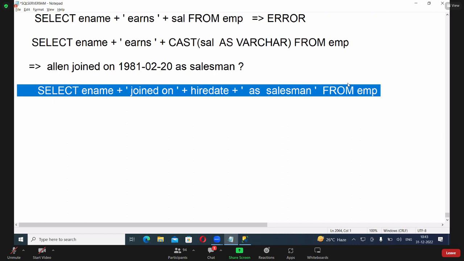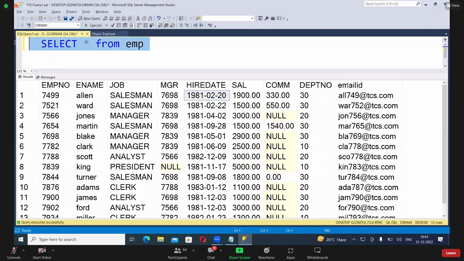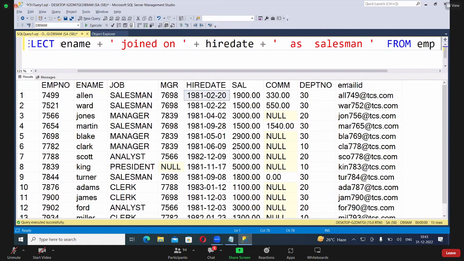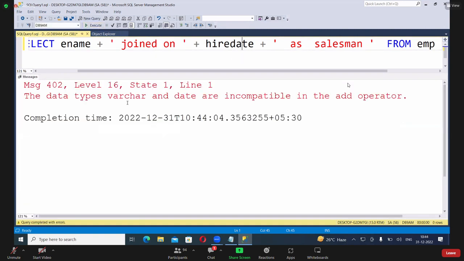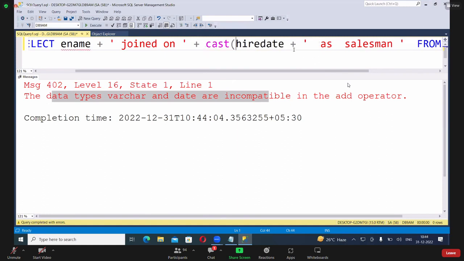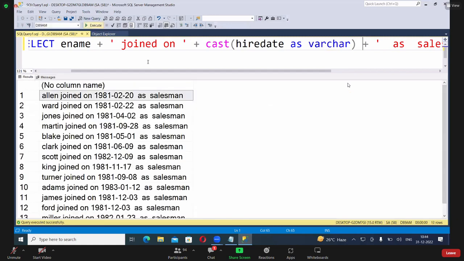No. If you write it like this, it gives an error. Because what is hiredate? Ename is character type. This is also character. But hiredate is date type. When you are doing concatenation, all must be character type. So this gives an error: data types varchar and date are incompatible. Convert this hiredate to character type by using cast: cast hiredate as varchar. Then hiredate is converted to character.